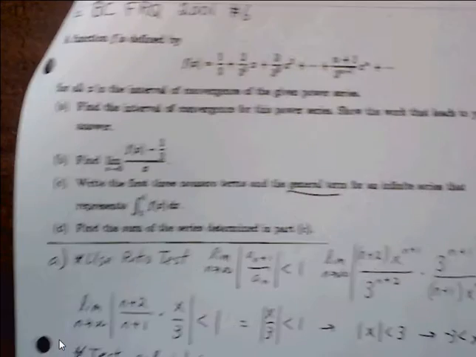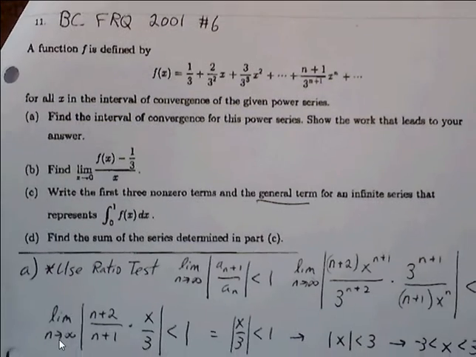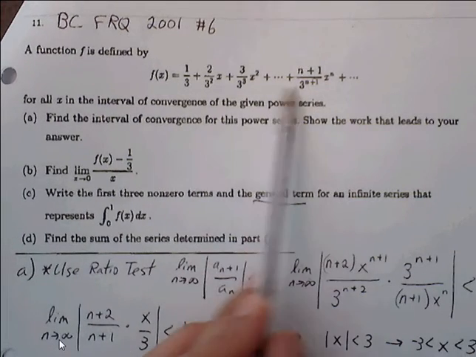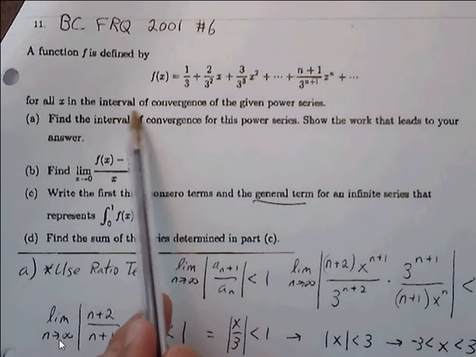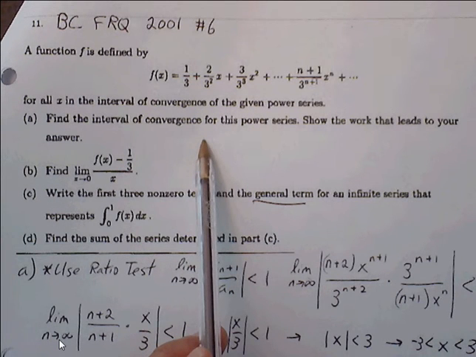We're finishing up with number 11 from the Taylor series, Worksheet 2, AP Review for BC. Number 11, we have a function that is defined by f of x given here for all x in the interval of convergence of the given power series. For part A, find the interval of convergence for this power series.